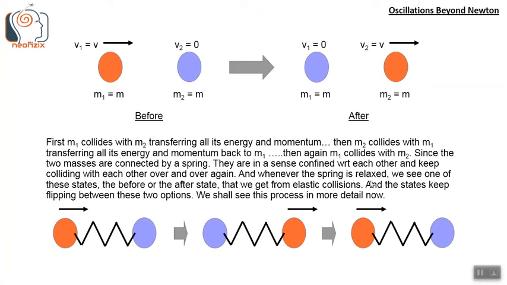And whenever the spring is relaxed, we see one of these states, these before and after states, that we get from elastic collision calculations. And the states keep flipping between these two options, before and after. And so we shall see this process in more detail now.